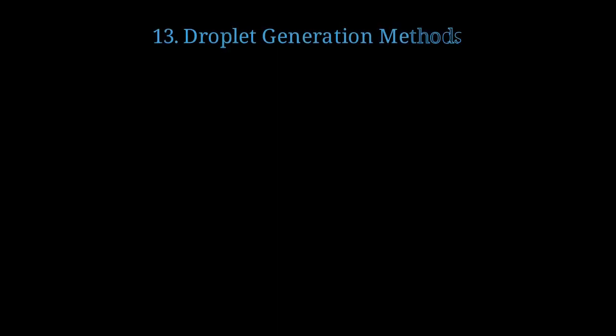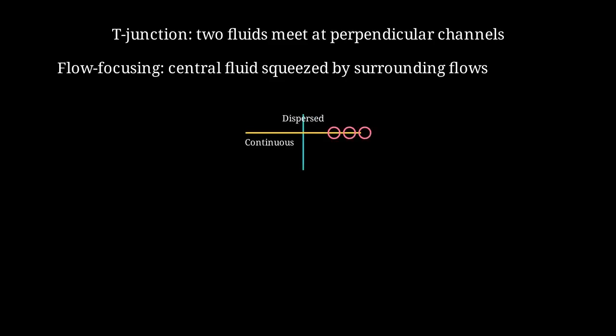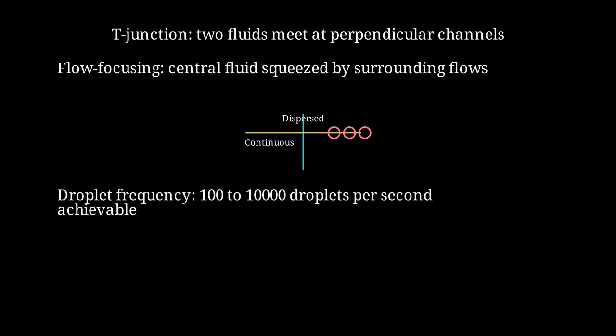How do we actually create these computational droplets? T-junction geometry creates droplets when 2 immiscible fluids meet at perpendicular channels, forming regular-sized drops. Flow focusing uses surrounding flows to squeeze a central fluid stream, breaking it into uniform droplets. The continuous phase flows horizontally, while the dispersed phase flows vertically, meeting at the junction to form droplets. Modern microfluidic systems can generate between 100 and 10,000 droplets per second with high uniformity. Droplet generation frequency equals the flow rate Q divided by individual droplet volume.